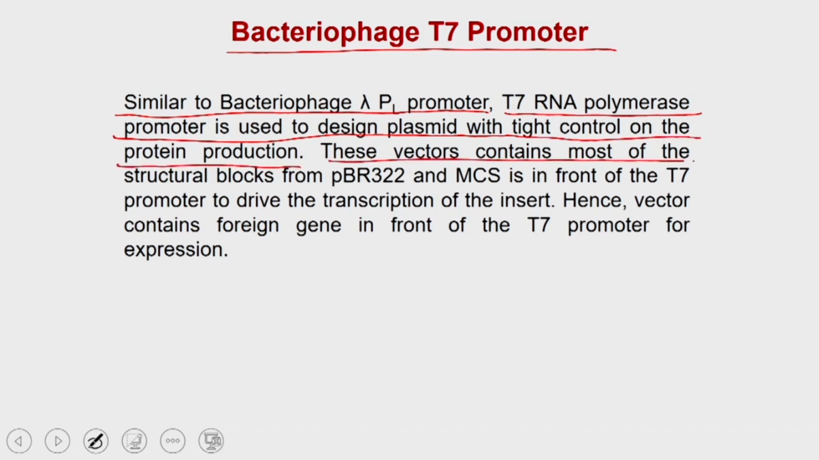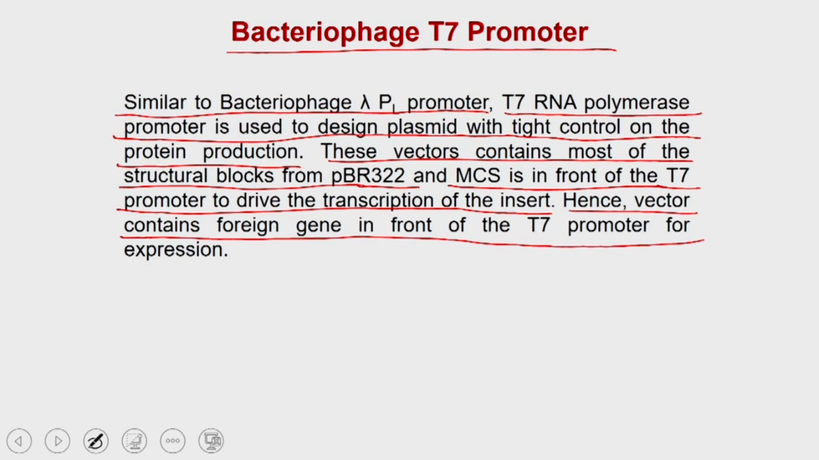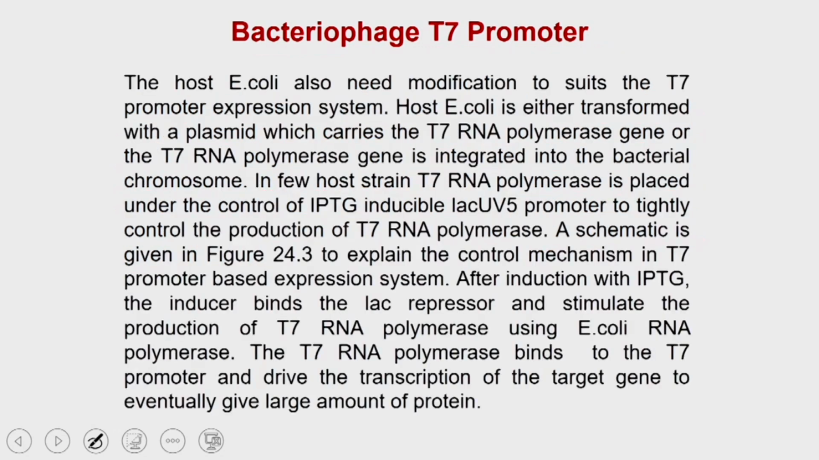These vectors contain most of the structural blocks, such as the selection markers, the multiple cloning site, and everything from the pBR322, and in front of the MCS you have the T7 promoter to drive the transcription of your gene which you are going to use as an insert. Hence, the vector contains the foreign gene in front of the T7 promoter for expression.